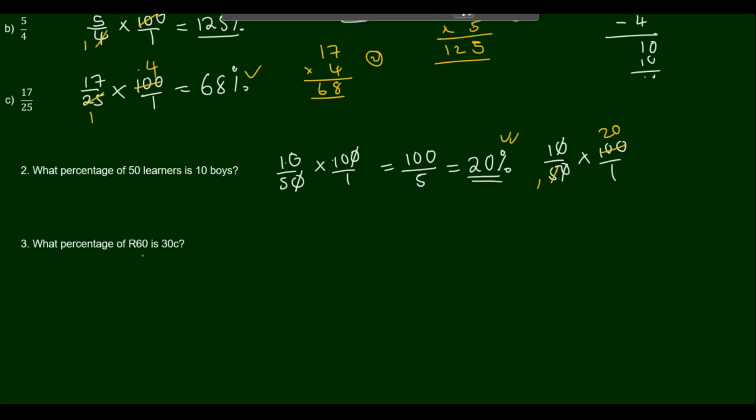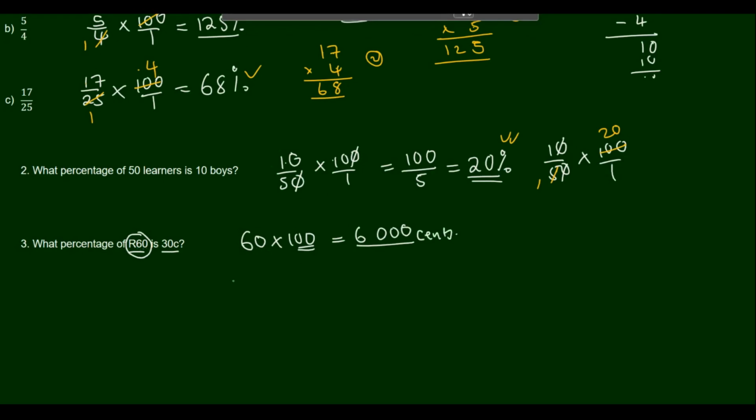Question 3. What percentage of 60 rand is 30 cents? Now the units are different. Remember, in mathematics, to do our calculations, the units must be the same. So we have to convert these rands to cents. How do we convert rands to cents? We multiply by 100. We say 60 times 100. Multiplying by 100 is very easy. You just add the two zeros. So it becomes 6,000. So it means 60 rands is 6,000 cents.